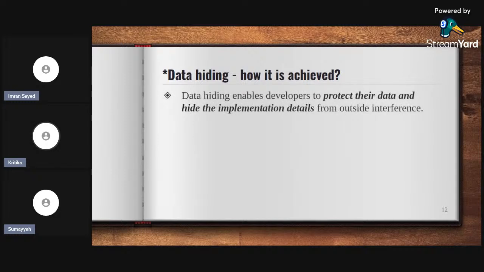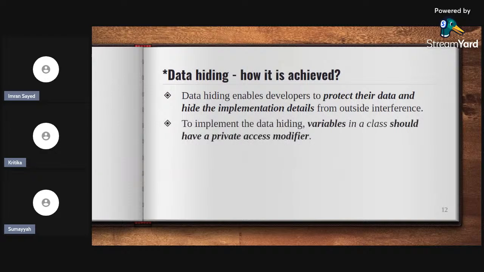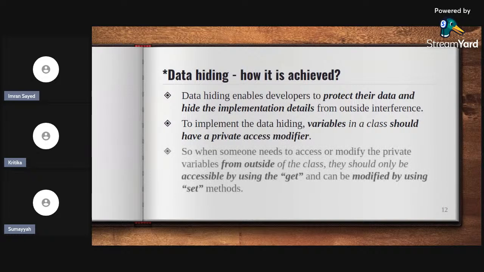Data hiding, how is it achieved? Data hiding enables developers to protect their data and hide their implementation details from outside interference. To implement data hiding, variables in a class should have a private access modifier. So when someone needs to access or modify the private variables from outside of the class, they should only be accessible by using get and can be modified by using set methods.